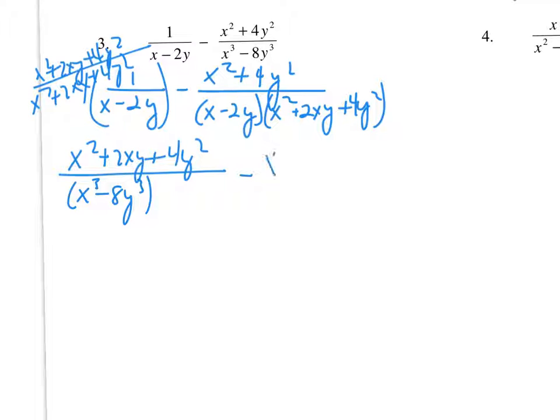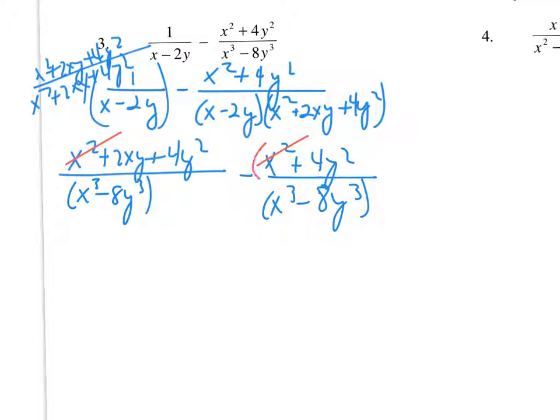And that's all going to subtract minus x squared plus 4y squared all over, again, x cubed minus 8y cubed. Then I can combine the top, and I can see right away that this x squared is going to cancel out with this x squared. And remember, these are in parentheses, these guys right here. And the 4y squared is going to cancel out with this 4y squared. I'm going to end up with just this 2xy all over what I have in my denominator, which is x cubed minus 8y cubed. So pretty simple. We're going to try another one now.